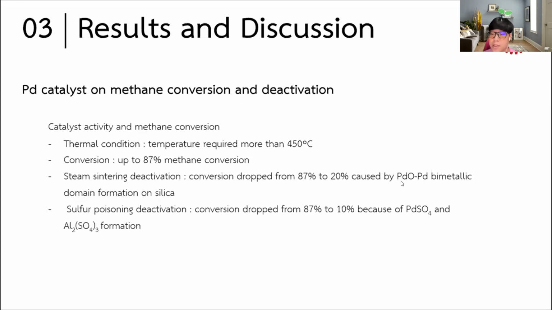When sintering takes place, the catalyst starts to sinter. The conversion decreased from 87% to 20% caused by palladium oxide and palladium bimetallic domain formation on supports. Moreover, the sulfur in natural gas poisons the catalyst also. Sulfur poisoning made conversion drop from 87% to 10% because of palladium sulfate and aluminum sulfate surface formation.